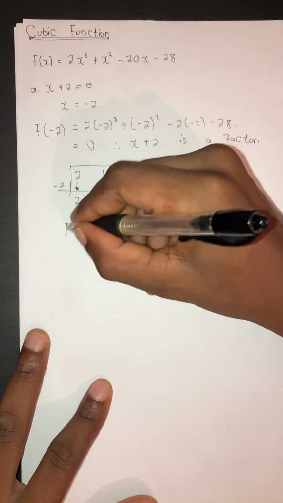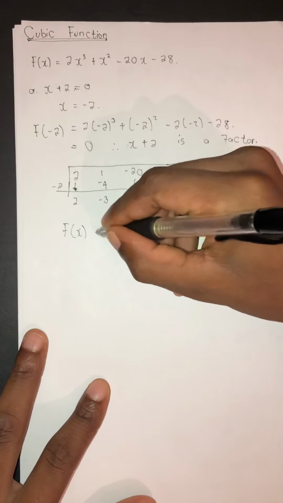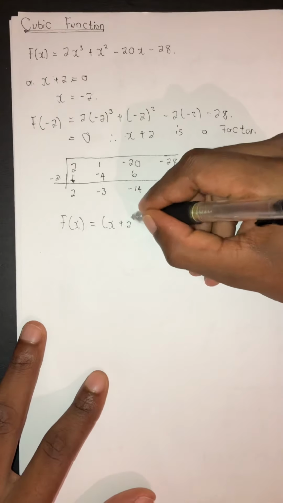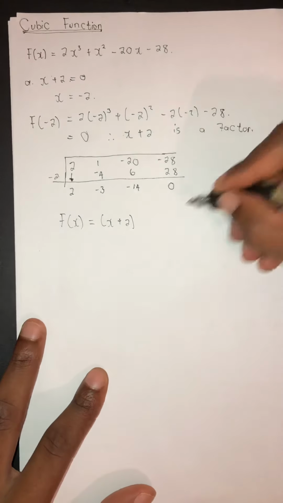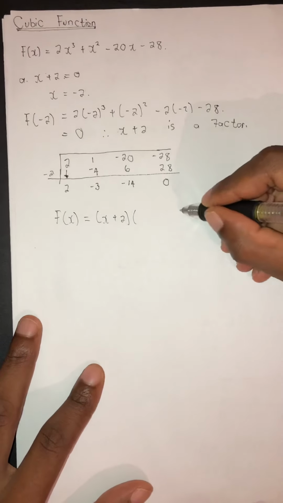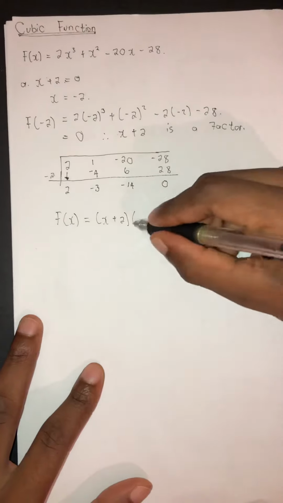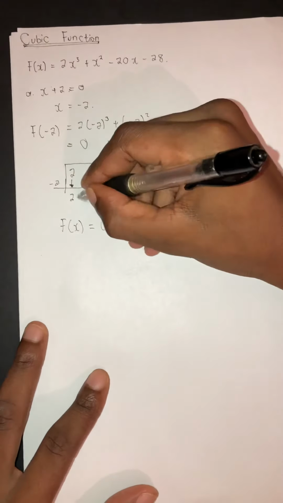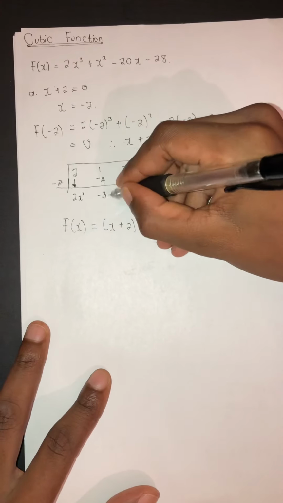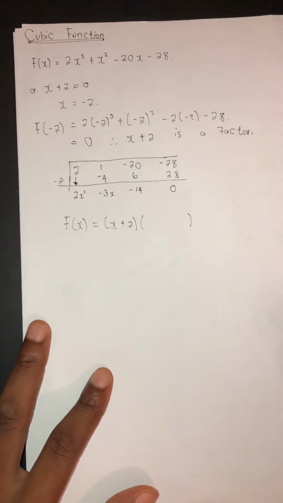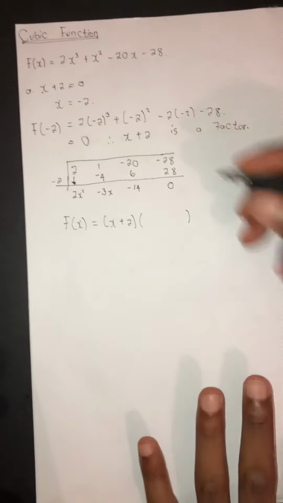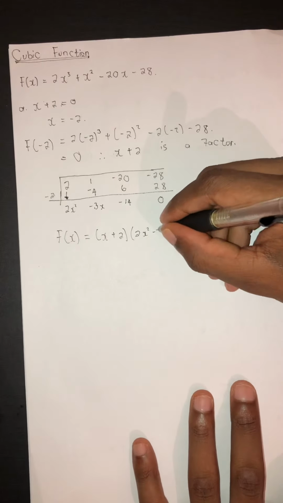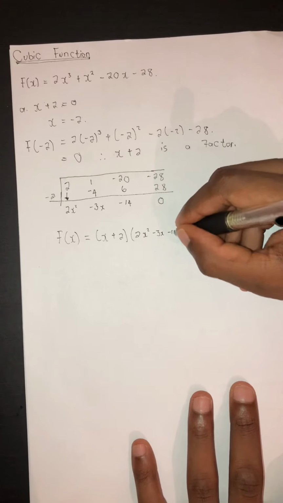So we go and rewrite the equation f of x. Our first factor, we know, is x plus 2. And then we use synthetic division to get this part here. And then this part must give you what? A quadratic, and then you continue by solving this part. So this will be x squared, x, and the constant, always in that order. So here we have 2x squared minus 3x minus 14.